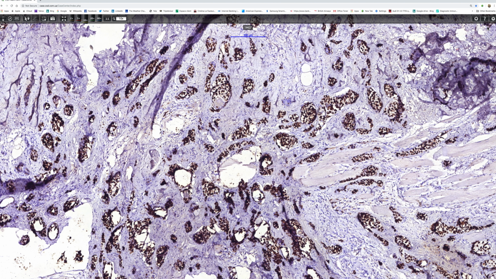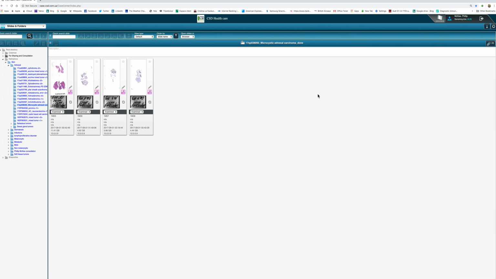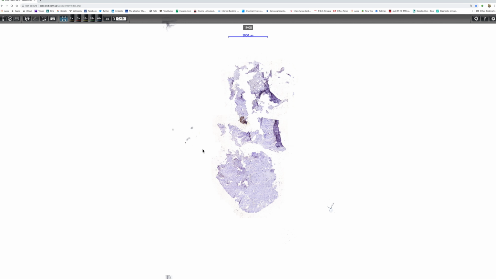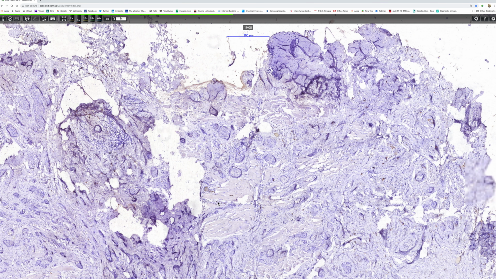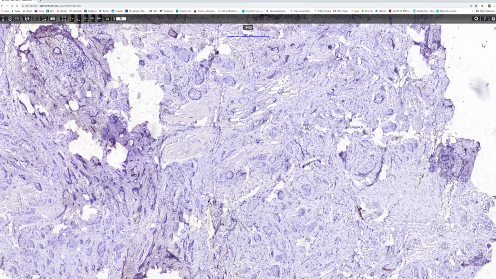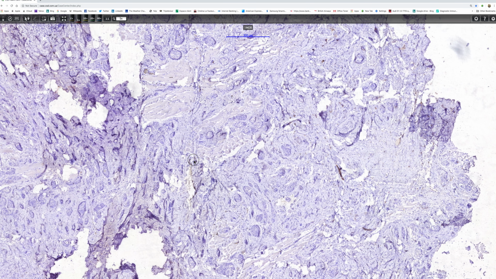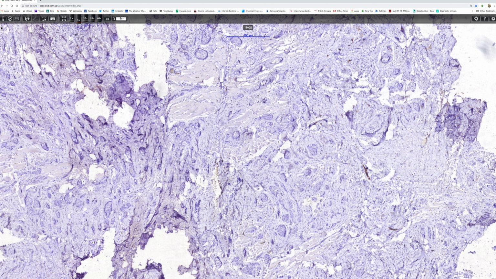And then lastly, we have CK7, which in theory should be positive in a microcystic adnexal carcinoma, but this tumor is strikingly negative. So that, if you like, is a pointer against microcystic adnexal carcinoma.